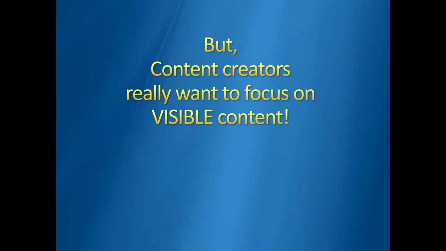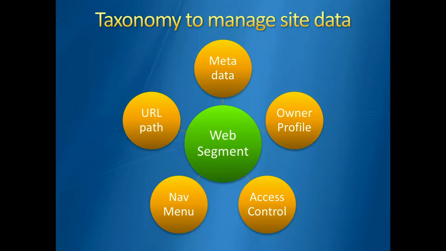But really, the content creators want to focus on the visible content. They don't want to have to deal with all this pesky markup on the page. And they might choose or type in the wrong URL path or something like that. So we came up with this idea we called a web segment. We made it a taxonomy. And the web segment actually connects to other entities, like the metadata selection we had in another taxonomy. So we picked the right metadata to go with that piece of the web segment and had it as an entity reference in the web segment taxonomy.